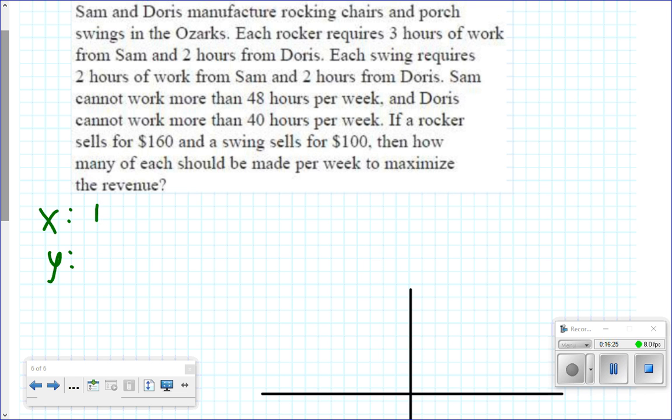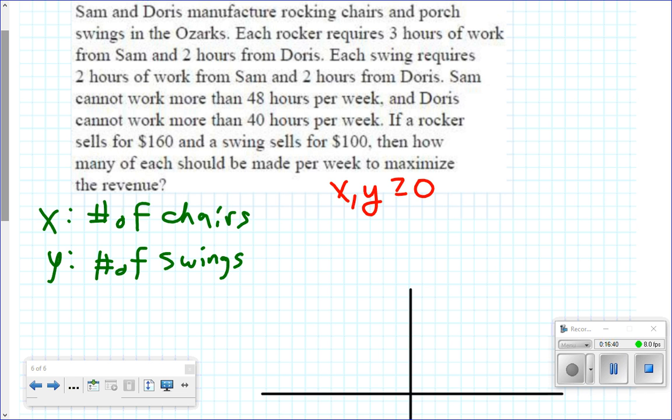So X will be the number of chairs, and Y will be the number of swings. All right. Then we have constraints to write out. I know we can't have a negative number of swings and chairs. And then let's look at our description. Sam cannot work more than 48 hours. So Sam has a constraint, and Doris has a constraint. She cannot work more than 40.